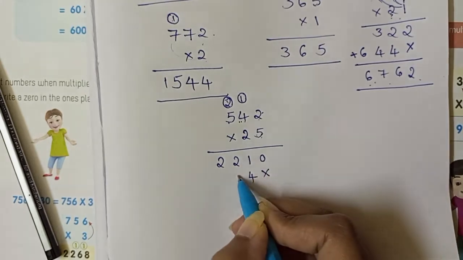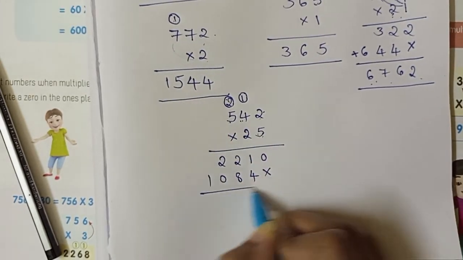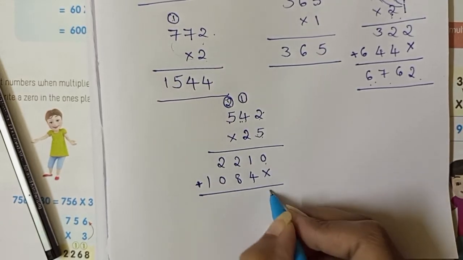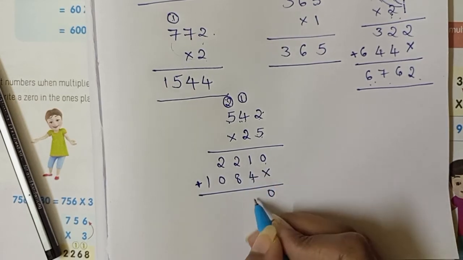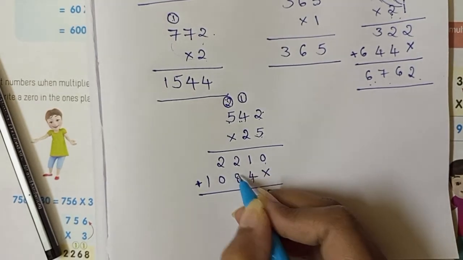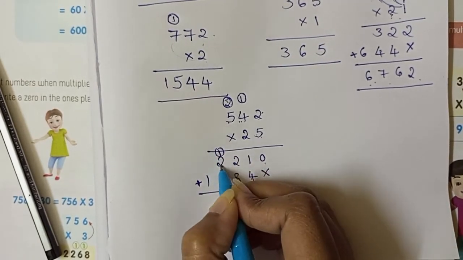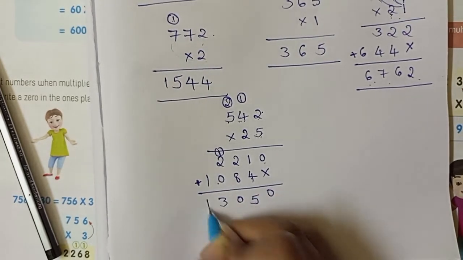2 4s are 8. 2 5s are 10. We have to add the numbers. We have to add 0, carry out. 1 plus 4, 1 plus 4 is 5. 2 plus 8 is 10. 1 carry out to 2. 2 plus 1 is 3. 3 plus 0, 3. 1 carry out.